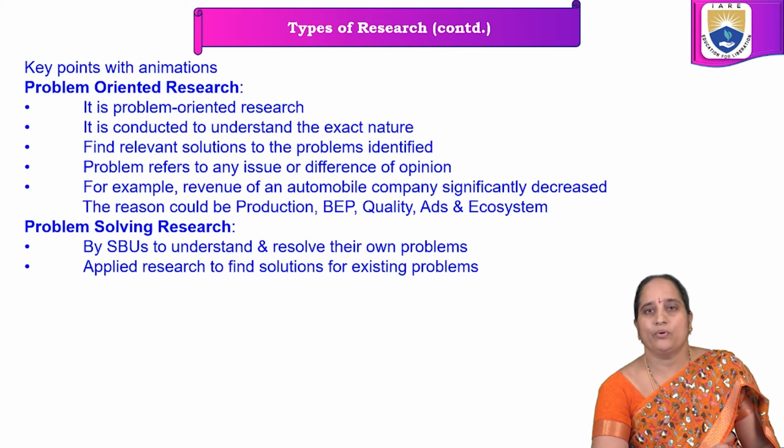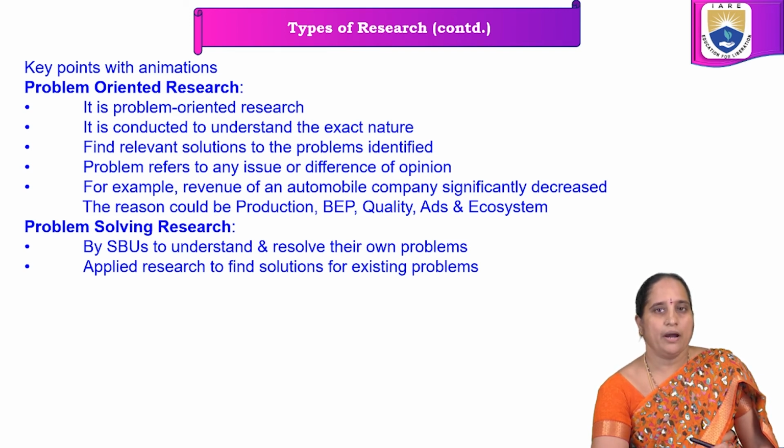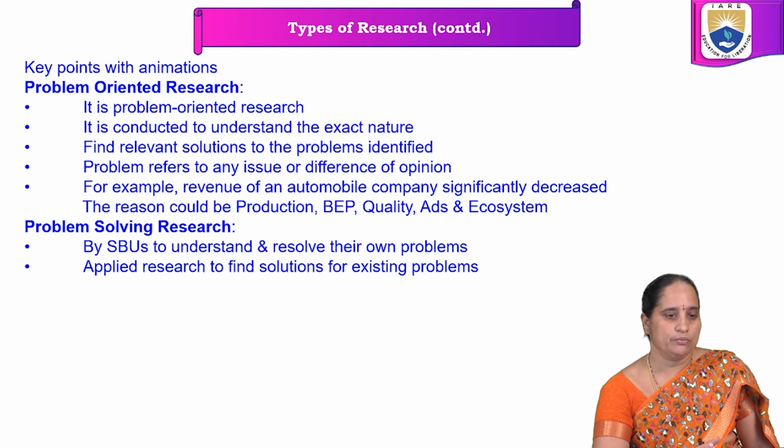Then next one is problem oriented research. See, as the name itself tells us, it is problem oriented research. So we try to understand what type of nature it is, how this problem arose, and how to get solutions to the problems. It may be anything, maybe due to differences of opinion, if something happens in the organization. Moreover, if you take the revenue of an automobile company, and it drastically falls, then immediately they conduct research to understand where they are lagging, where is the fault, whether it is in the production process, maybe in quality aspects or in promotional aspects. So that should be identified in case of problem oriented research.